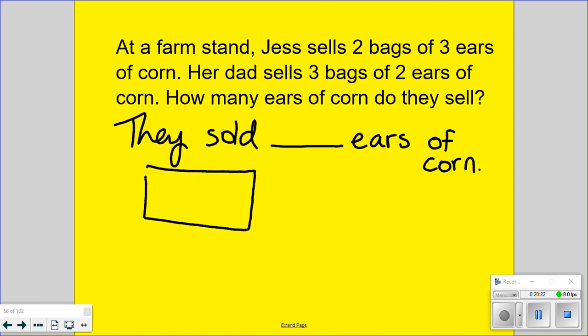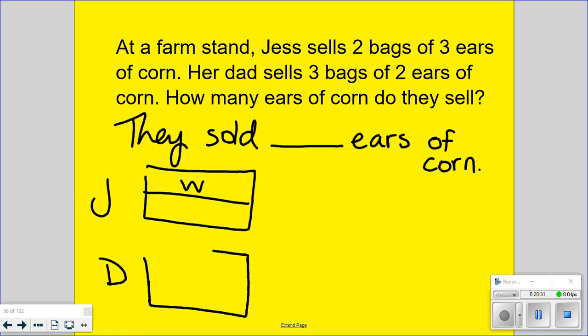So I'm going to make my Jess, I'm going to put a J next to it. And then I'm going to scoot down here and make one for dad. I'm going to put a D next to it for dad. I don't care. Whatever makes your brain happy.